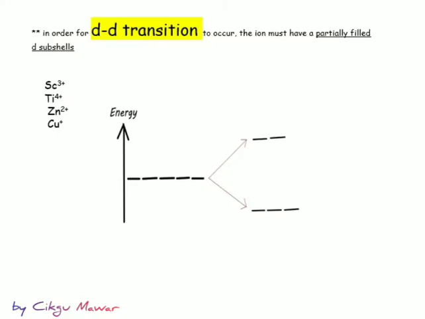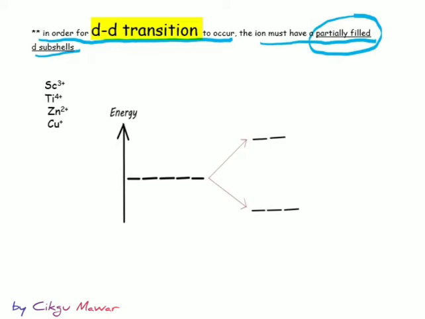Now, we can see why some transition elements do not form colored compounds. In order for d-d transition to occur, the ion must have a partially filled d subshell. That is the first condition for d-d transition.